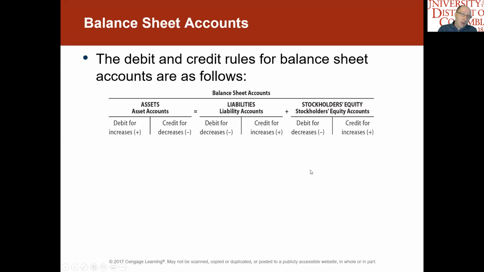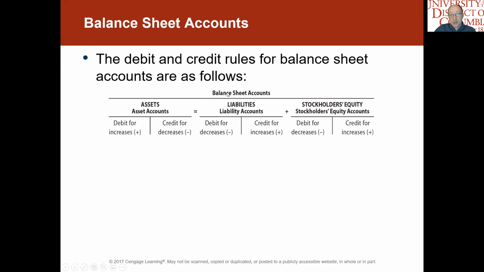Looking at the balance sheet accounts, as you know, the balance sheet represents the company's assets, liabilities, and equity. To increase assets, we debit assets. To decrease assets, we credit them. For liabilities, we decrease liabilities by debiting them. We increase liabilities by crediting them. And the same concept applies for stockholders' equity. We debit to decrease equity. We credit to increase equity. As you can see, it is the opposite of assets.